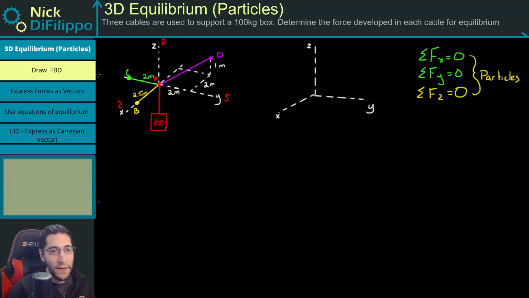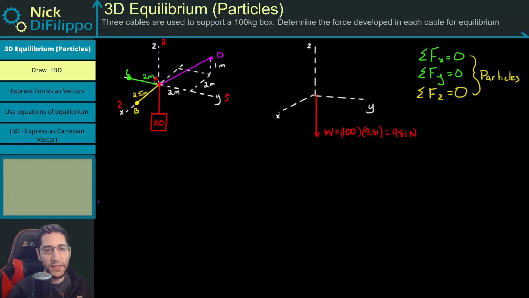Now, the first thing you need to do on any of these problems is draw a free body diagram. I'm going to start here with my weight. My weight points downward, and my weight is going to be equal to this 100 kilograms times gravity, which is 9.81. And so this gives me a weight of 981 newtons.